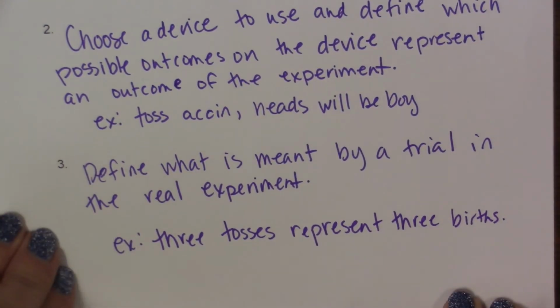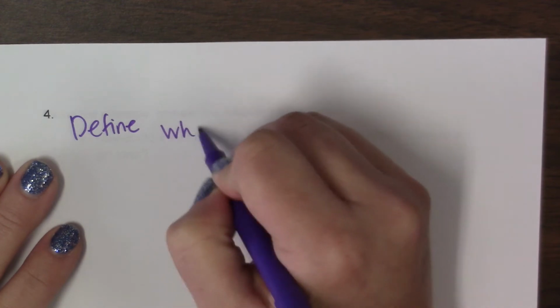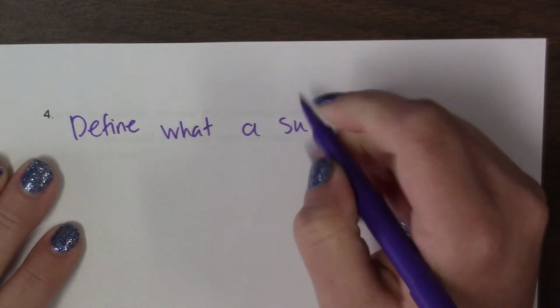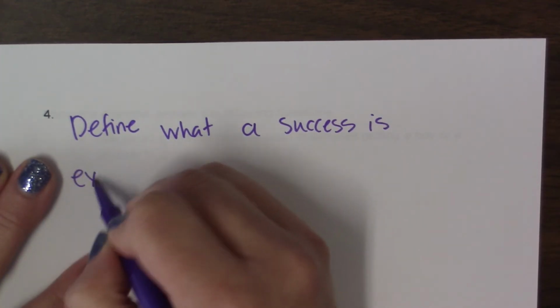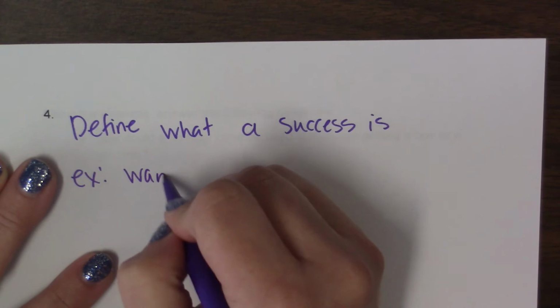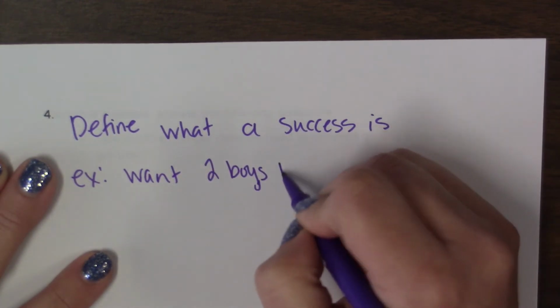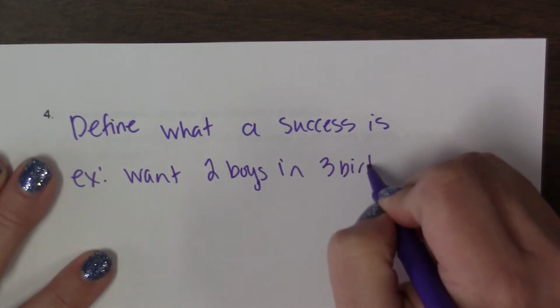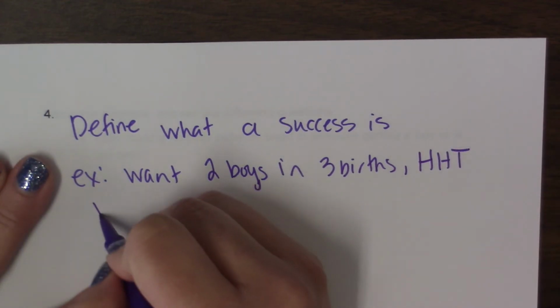Our fourth step is to define what a success is. So for example, if we want 2 boys in 3 births, heads, heads, tails would be a success.